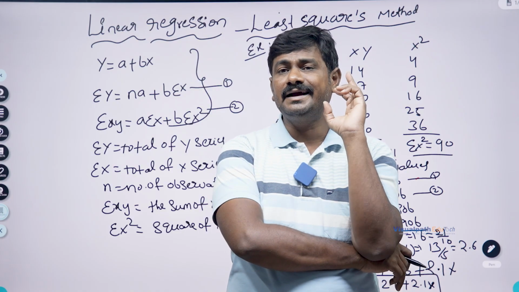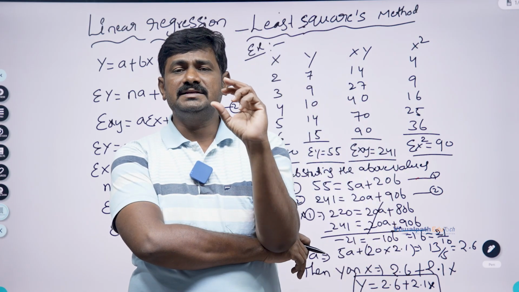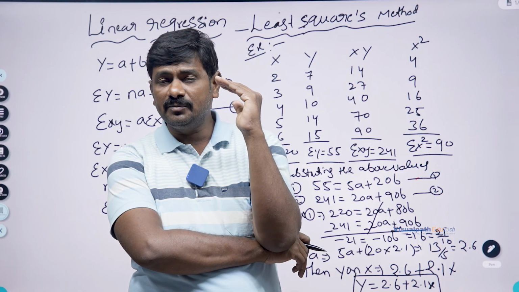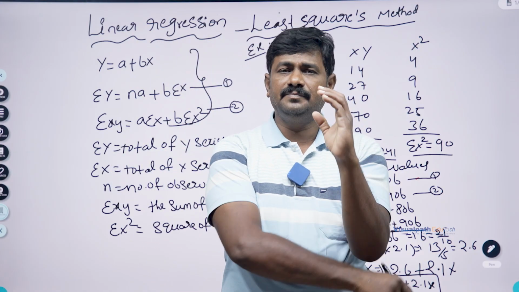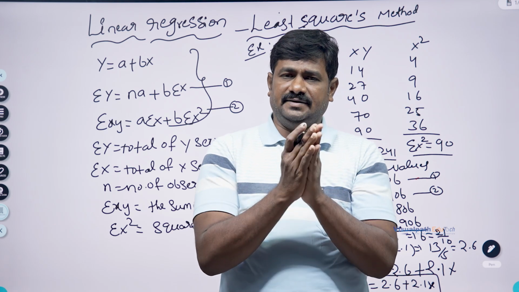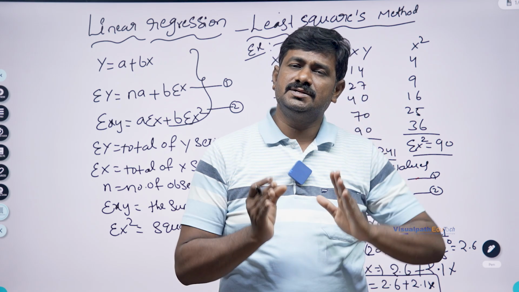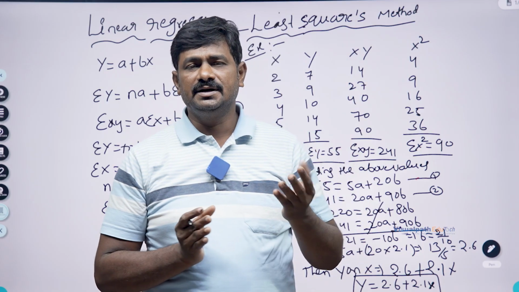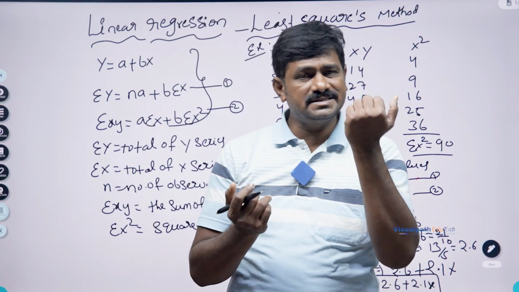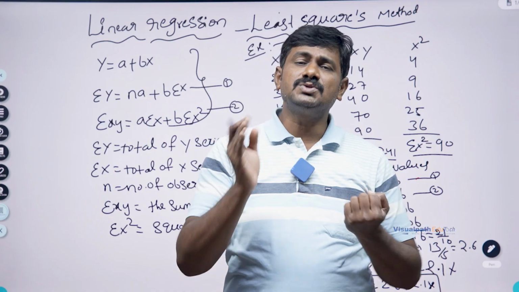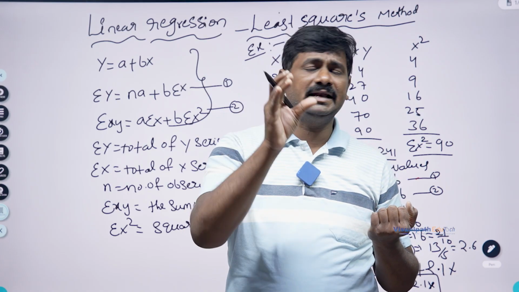Coming to regression, regression is nothing but how much variables are related to each other. For example, we are taking the consideration of demand and price. Both are negatively correlated. If price increases, demand decreases. If price decreases, demand will increase.